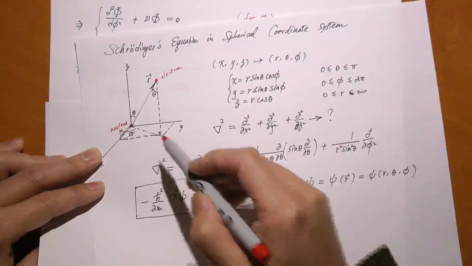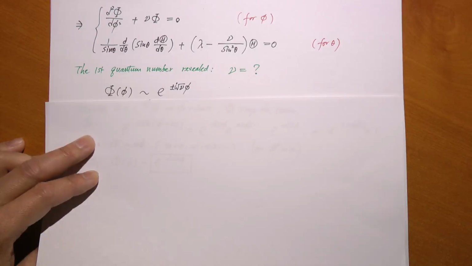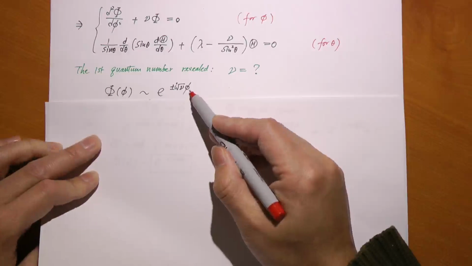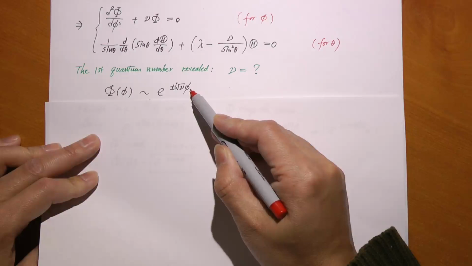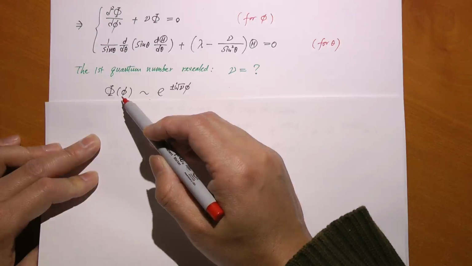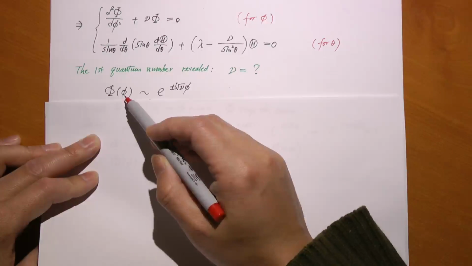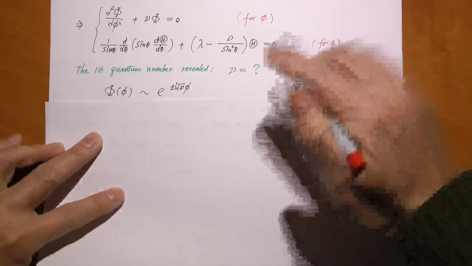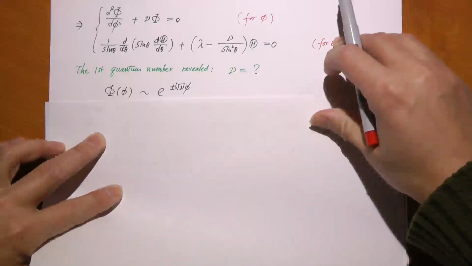Therefore, whatever function that we get for the angle phi must be periodic with a period of 2 pi, which means when you add 2 pi to this angle phi, the wave function should go back to itself, right? Because we came back to the same spot. It has to be a periodic function. Now, what happens when you add a 2 pi to this angle phi?